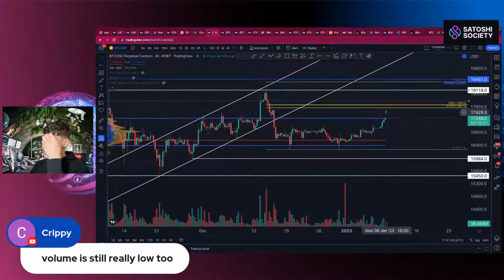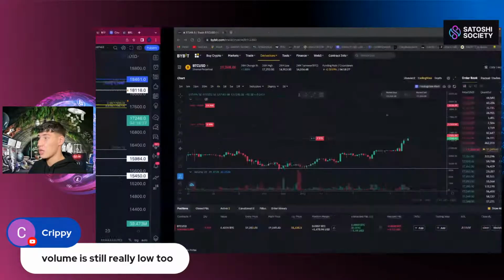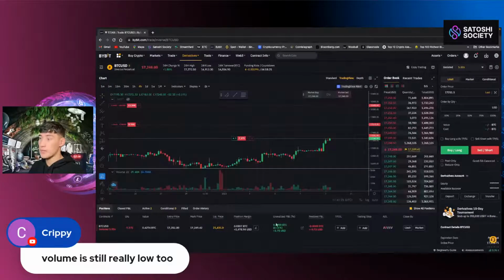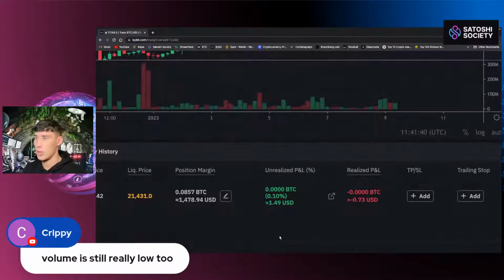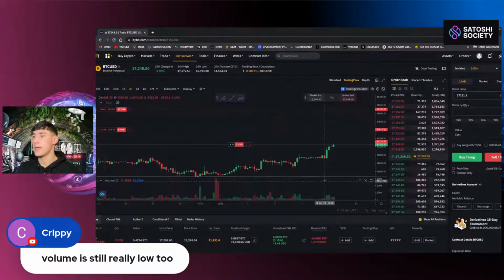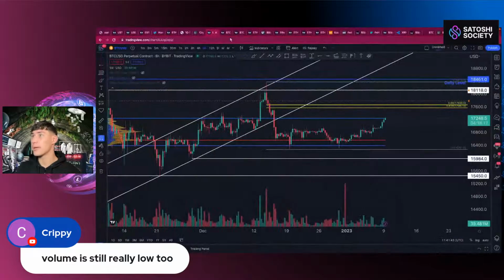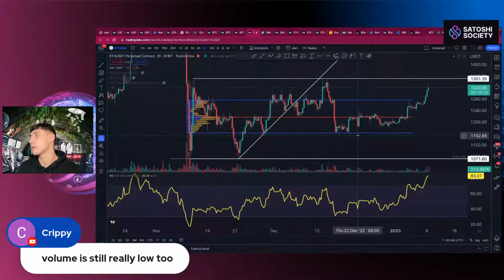But right now, I'm shorting from this area. And if anything changes, you will be the first people to know about it. Right now, it's just currently sat at break even. So we'll have to see what happens here. Moving on to Ethereum quickly. Ethereum, exactly the same story.